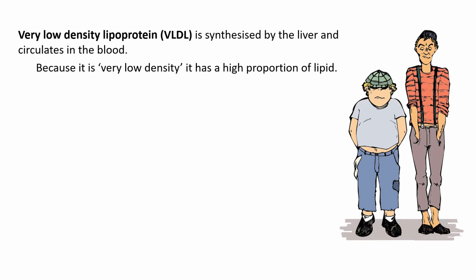Very low density lipoprotein. Remember, the density is about the proportion of protein to lipid. So very low density lipoprotein has a lot of lipid compared to the amount of protein. This is synthesized by the liver. Of course, the liver takes everything that we ingest via the hepatic portal system from the GI tract, and then metabolizes it, processes it, packages, stores it. So what it does with lipids, it synthesizes and releases VLDL with its high proportion of lipid.